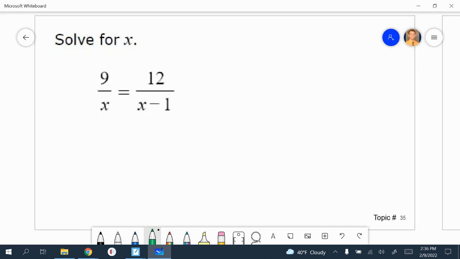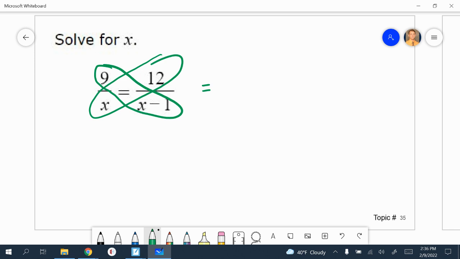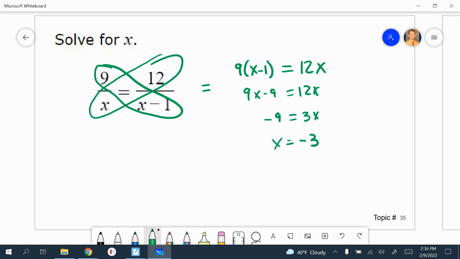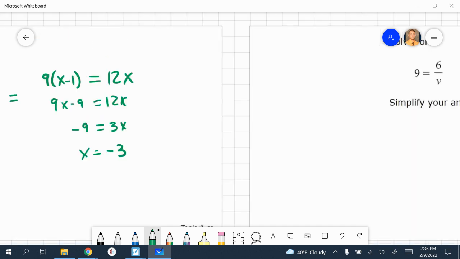Okay, so I'm going to solve a proportion for this. I noticed that I have two things that are equal to each other, and I know they don't have common denominators. We don't need common denominators. If we have two fractions that are equal to each other, we can cross multiply. So that's not too bad. If I cross multiply, I get 9 times that x minus 1, set equal to 12 times that x. And then we solve for x, we get 9x minus 9. And subtract 9x from both sides, so negative 9 equals 3x. So x must equal negative 3. That's not so bad.